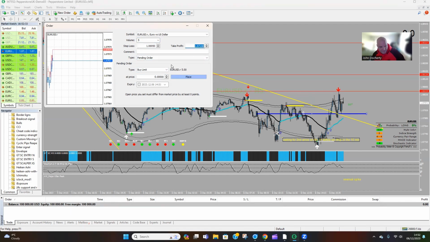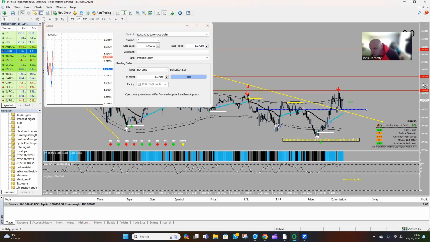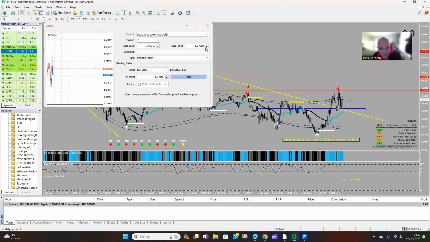That there has to be here. 40 pips is 1.0755. Is that correct? 1.07. We'll go here. 140 pips. 1.08315. Zero 815. Just place that in.